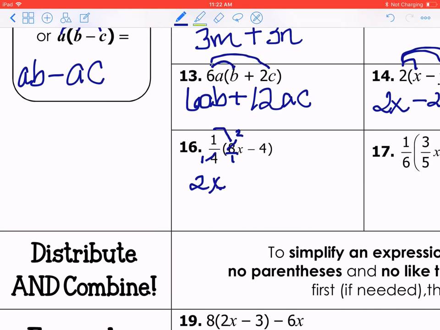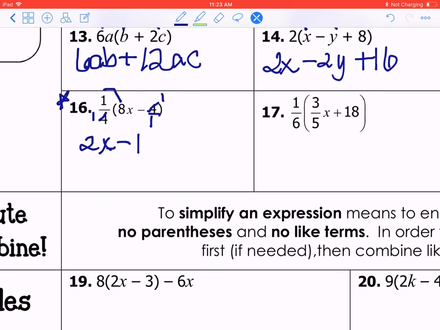Then you're also going to do the same thing and cross cancel with the 4. Put a 1 underneath it. 4 goes into itself 1 time, and it goes into itself here 1 time. 1 times 1 is 1, and it had a negative sign, so it's just 2x minus 1. If you're not understanding this cross cancel, let me know tomorrow and I can help you.